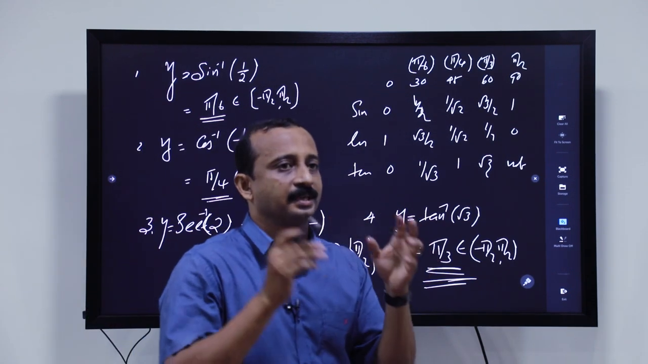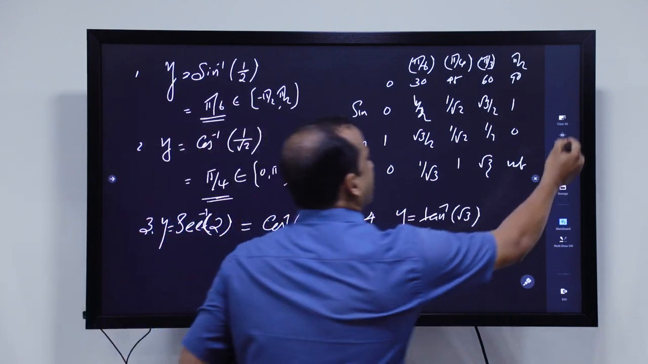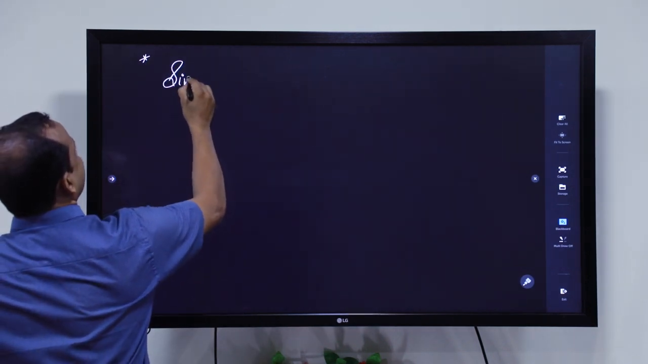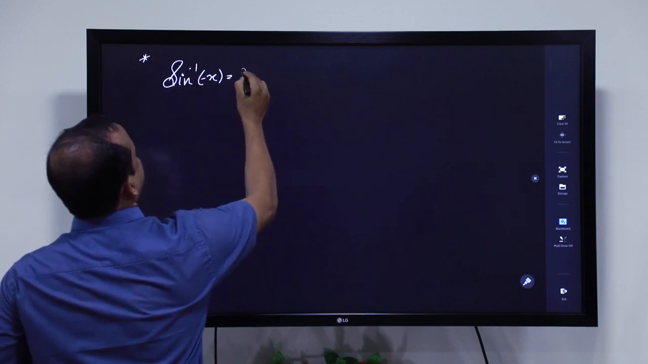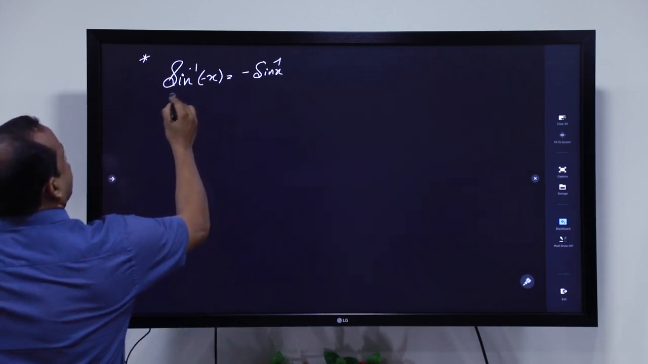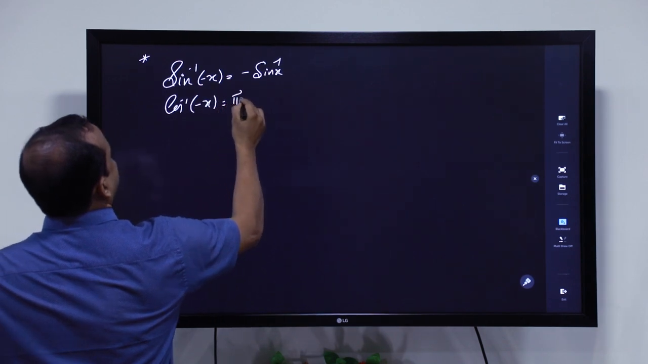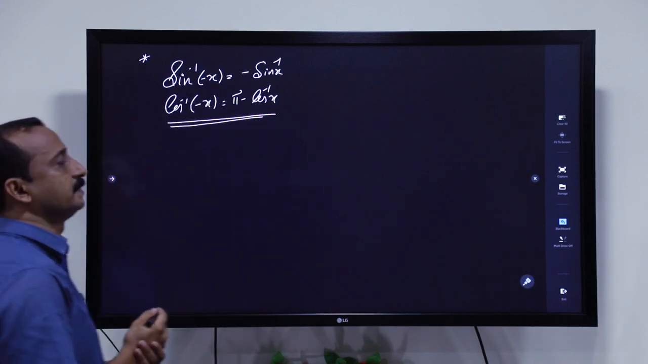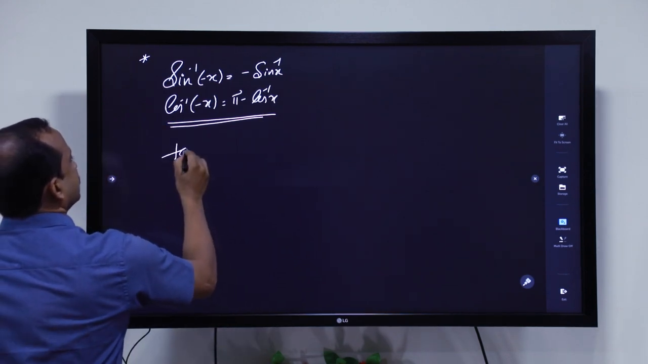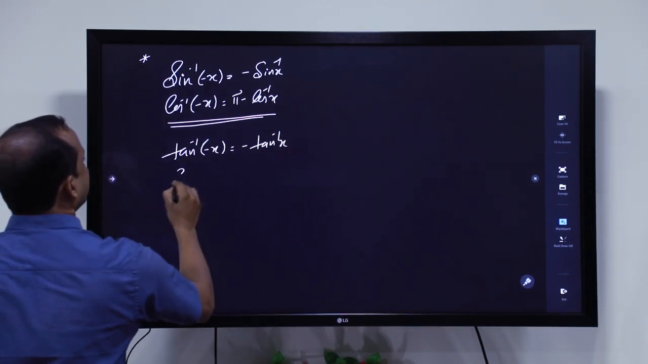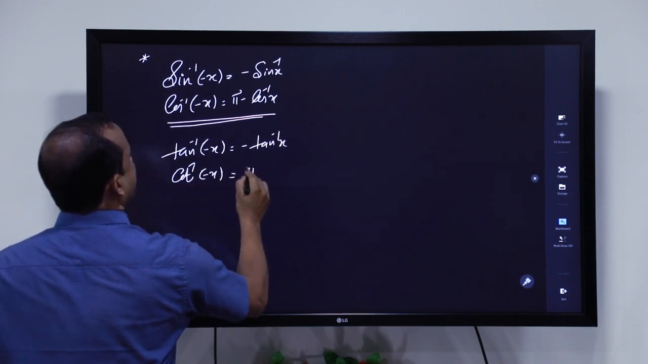That means you find the values must be lying in between the principal value. Memorize some extra formulas by heart. Sine inverse minus x is equal to minus sine inverse x. Proofs are not needed. Cos inverse minus x is pi minus cos inverse x. Tan inverse minus x is minus tan inverse x. And cot inverse minus x is pi minus cot inverse x.